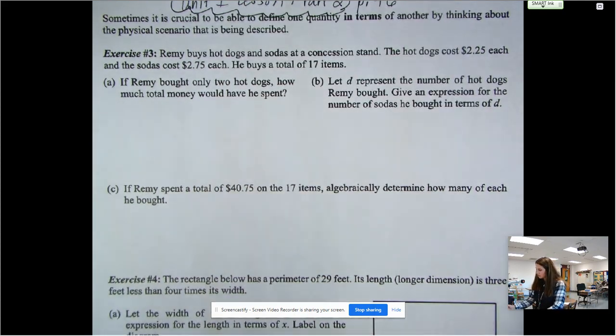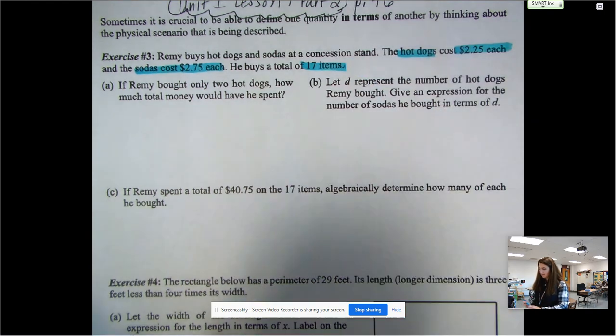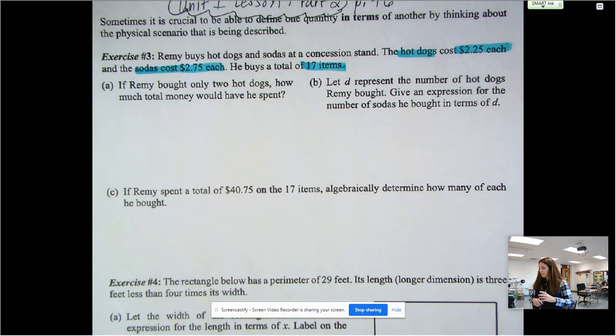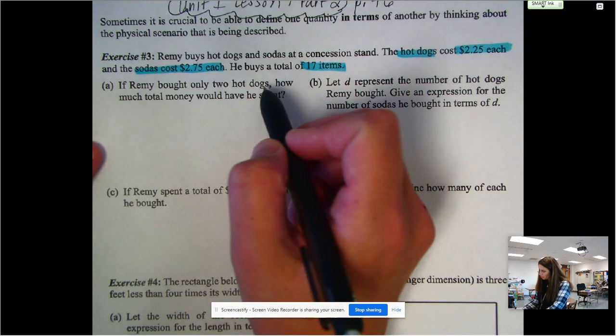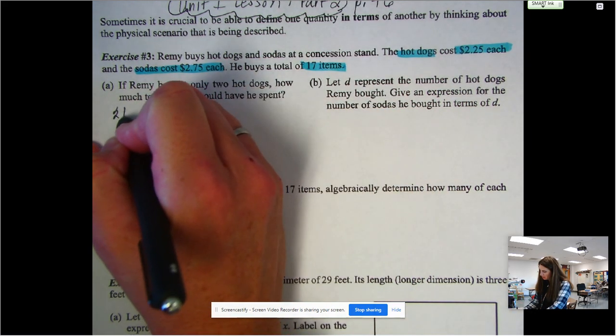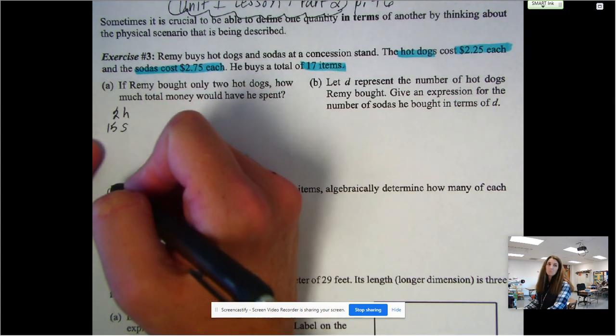The hot dogs cost $2.25 each, and the sodas cost $2.75 each. He buys a total of 17 items. Okay, so he buys a total of 17 items. If Remy, so here's our example where it gets us to start thinking. If Remy bought only two hot dogs, how much total money would he have spent? So, two hot dogs, and that means if we have 17 items, he buys 15 sodas, right?